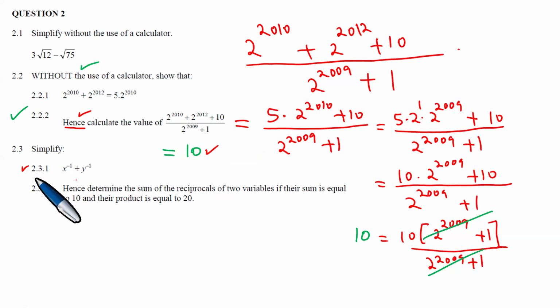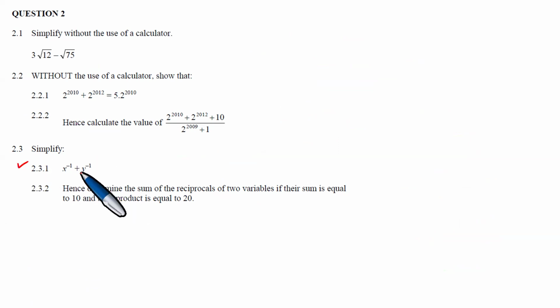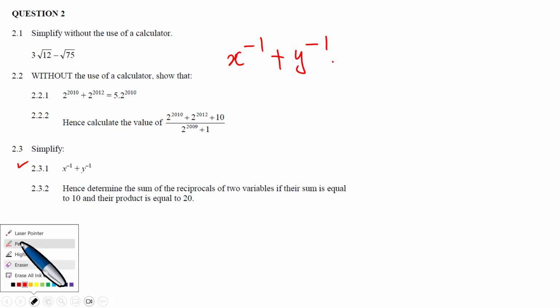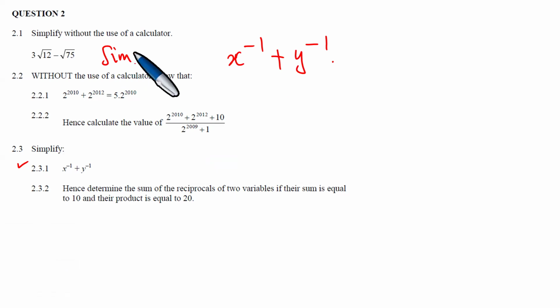Let us look at 2.3.1, which is this one. If you look at 2.3.1, we have x to the power minus 1 plus y to the power minus 1. The question is saying simplify this. So let me give you a little bit of time to do this one, and then we're going to do corrections. Please try this right now. You need to simplify this. So please try that and give us some feedback.